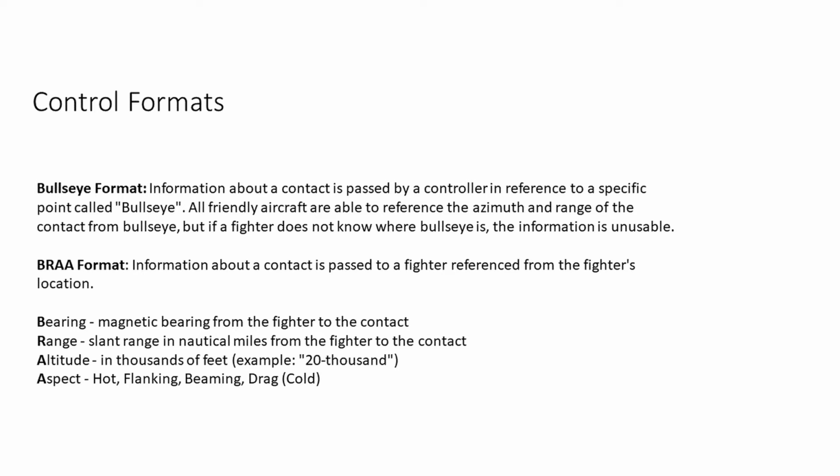So I got a little ahead of myself and already discussed what the bullseye format is, and that's used for broadcast control. For tactical control, the BRA format is used, and BRA is bearing, range, altitude, and aspect. Bearing is the magnetic bearing from the fighter to the contact. Range is the slant range in nautical miles from the fighter to the contact. Altitude is the contact's altitude in thousands of feet. And aspect, we'll get into later. I'm going to show you a graphic for that a little later on.